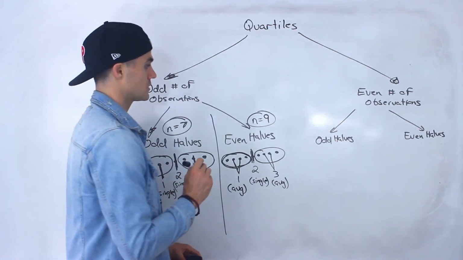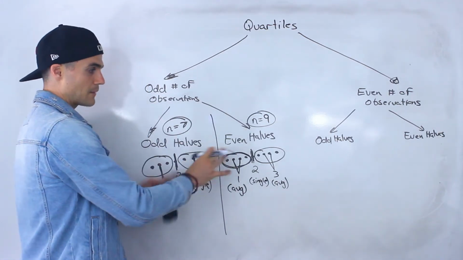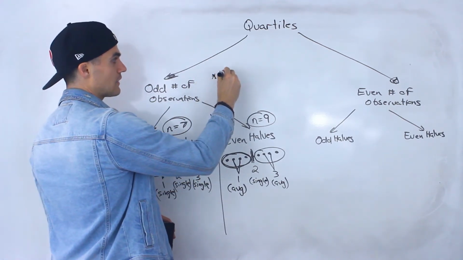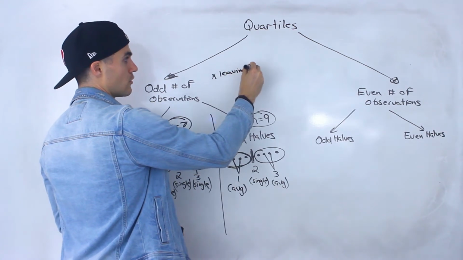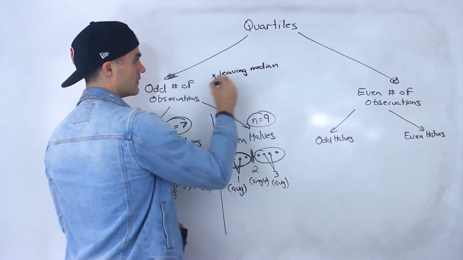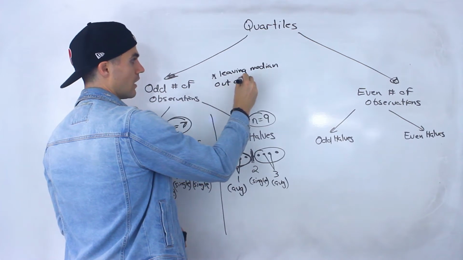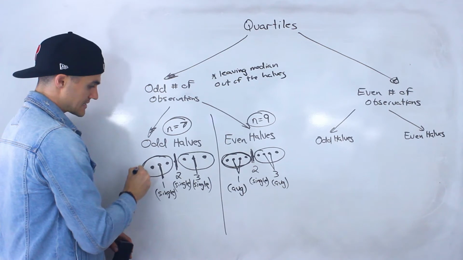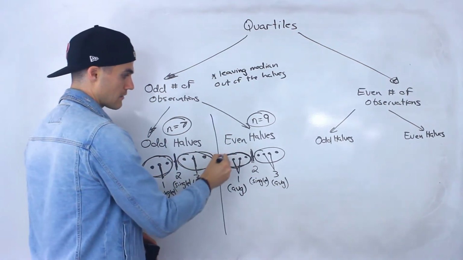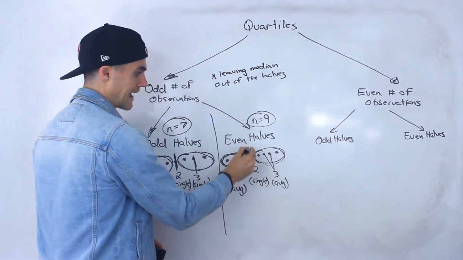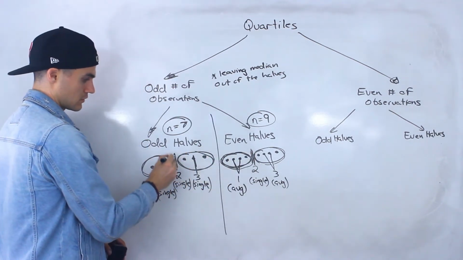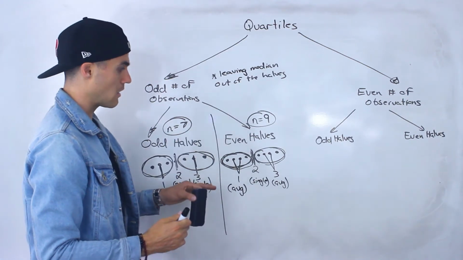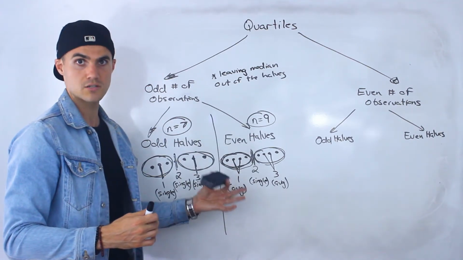Now, one thing I want to mention that's important, the way that I'm doing it, for an odd number of observations, I am leaving the median out of the halves. So notice when I'm looking at this half of the data, this half of the data, this half of the data, this half of the data, I'm leaving the median out. Notice that the median is not within that circle. And that's how most textbooks, most courses are going to do it.